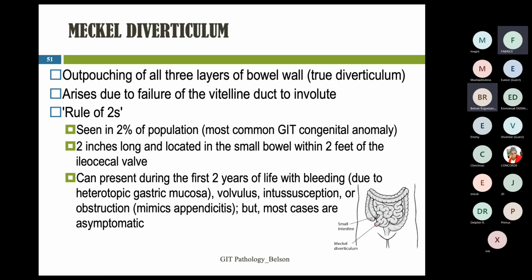It can present during the first 2 years of life with bleeding. These are the signs and symptoms: volvulus, intussusception or obstruction, and it can mimic appendicitis, especially on the right side. But in most cases it will be asymptomatic. Most people have it without knowing; you may be operating for something else, like a cesarean, and find it and remove it.